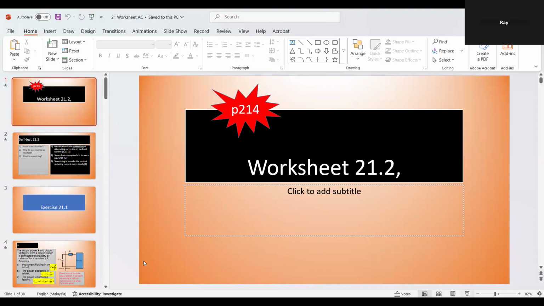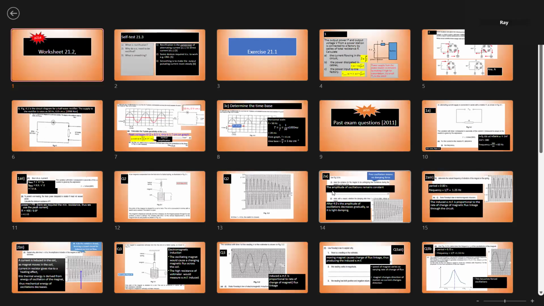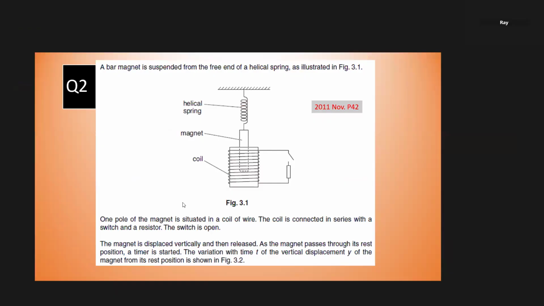Okay, let's do a question on AC. Basically, it's easy to set electromagnetic induction because it can cover magnetic field, it can cover oscillation. That's the reason why it's a popular question to come out. Okay, let's do this one.